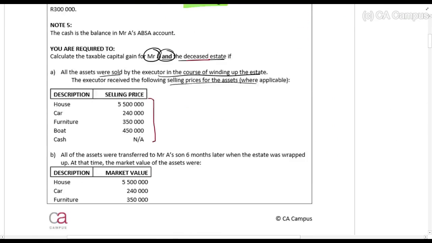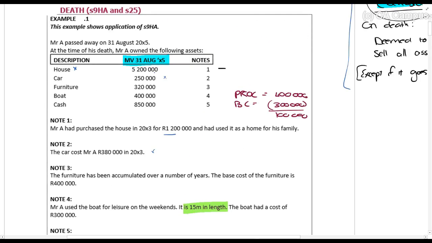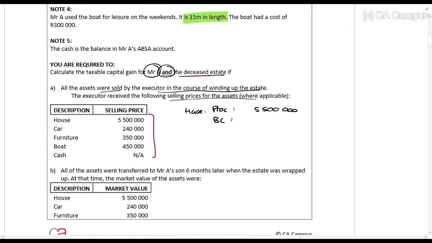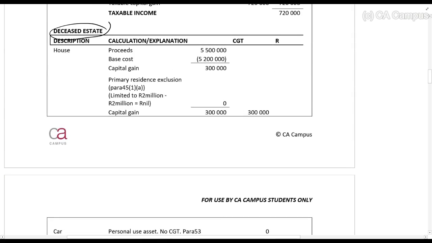Okay, so see now, we're doing it for the deceased estate. So this house for the deceased estate. Proceeds is the actual selling price, 5.5 million rands. Base cost is the market value on the date of death, 5.2 million rands. Right, that's a 300,000 rands capital gain. So if I take it down to the deceased estate, there we go, 300,000.